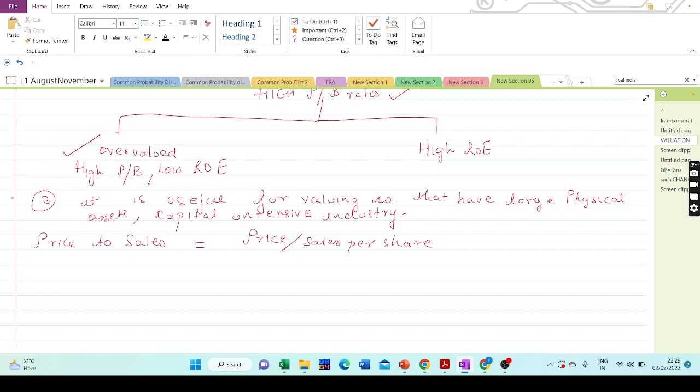Sales can't be negative. Sales shall always be positive. And there's not much to discuss with this particular ratio. This is hardly used. No one ever uses this ratio in the real world, guys. In the actual world, we hardly use this. Last but not the least, EV by EBITDA.